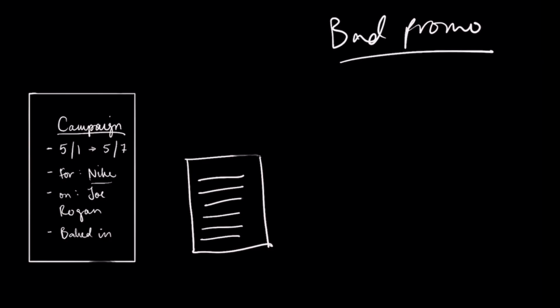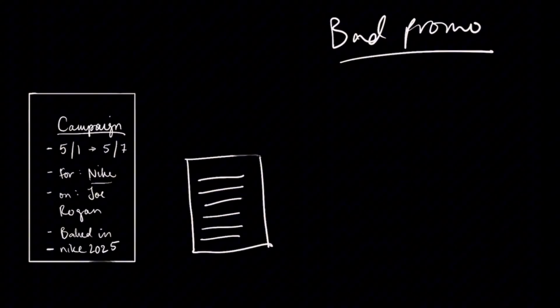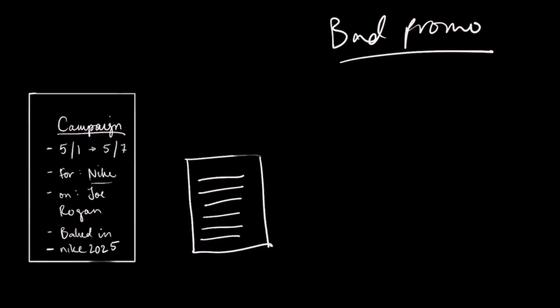How do we detect this? Well, you could use Nike 2024 as the name of your... oh no, it's 2025. Imagine the promo code that Nike wants to use for this campaign is Nike 2025. What would happen is Joe Rogan or the podcaster would say, use code Nike 2025 when you are purchasing to get 25% off your order.